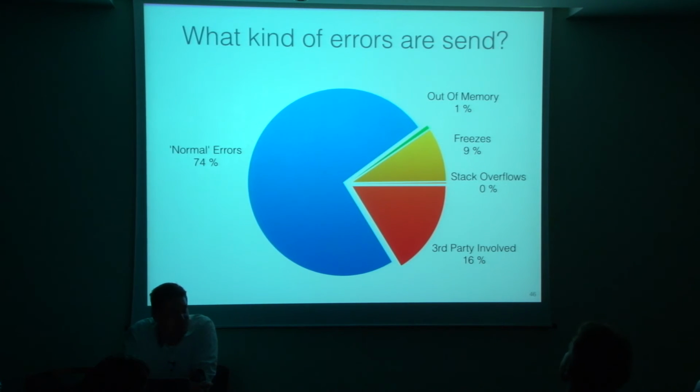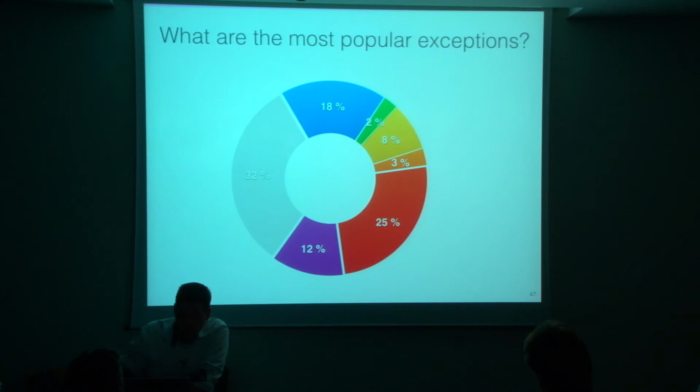So what kind of errors are sent? So most of them are normal errors, and I will show you what that means in a second. Then there are a couple of stack overflows, but not that many, and out-of-memory errors, which are really not that many. So I was quite happy to see that. And we have got 9% of UI freezes, which is troubling, but we worked on this one.